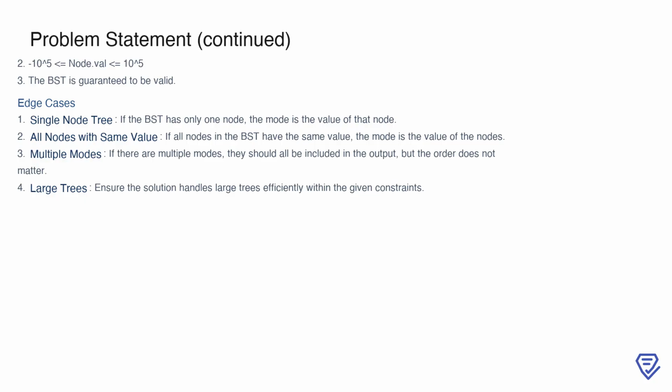If all nodes in the tree have the same value, that value is the mode. When the tree has multiple modes, all of them should be included in the output, but their order does not matter. Lastly, given the possibility of very large trees, it's important to ensure that our solution is efficient and can handle these cases within the problem's constraints.